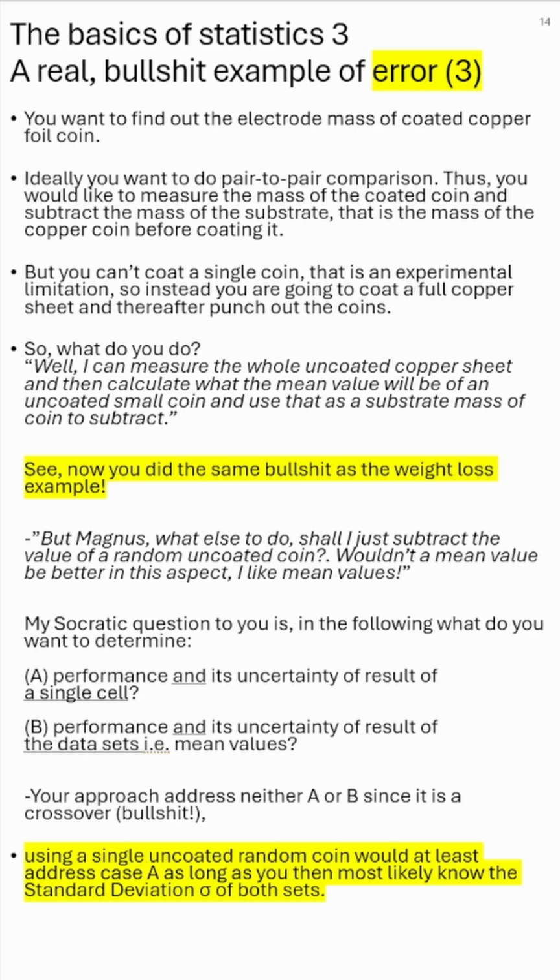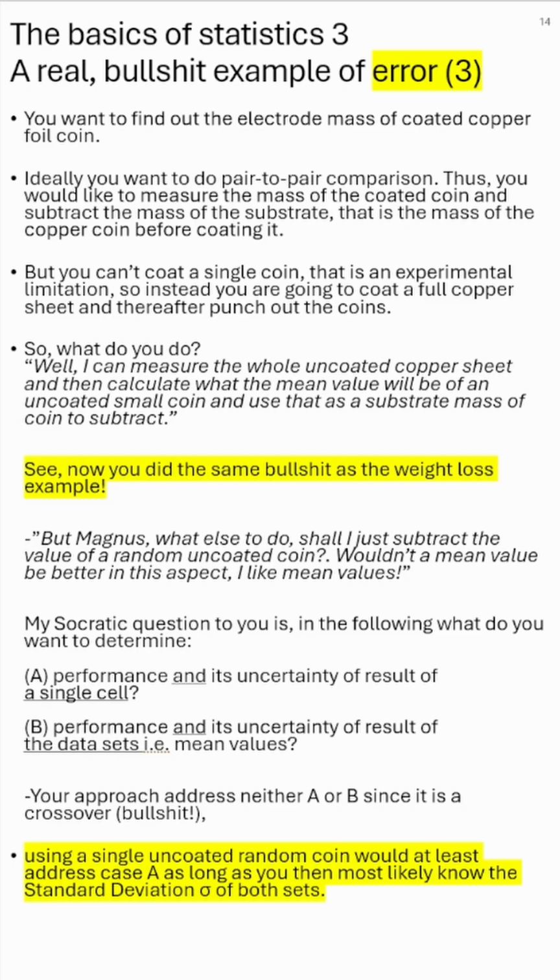So this becomes an experimental limitation. So what are you going to do then? Well, you could take a whole foil, and then you measure the whole foil before you coat it, and then you coat that whole foil. That is how you do the coating. And then you punch out the coins.